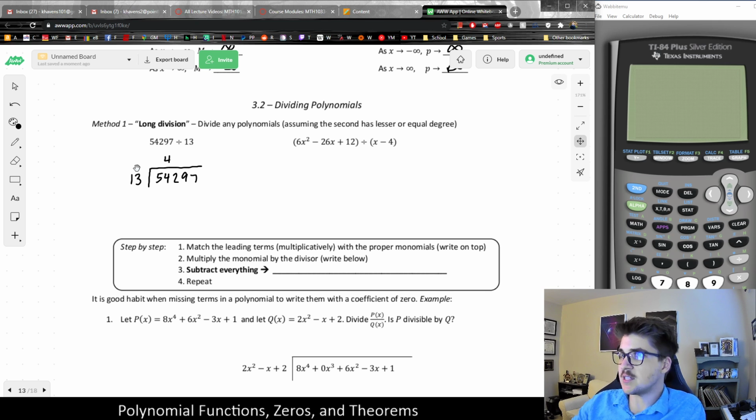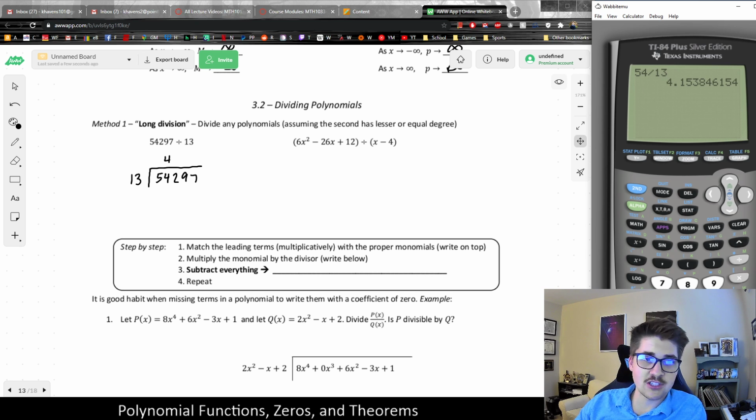Obviously you could do this with a calculator, but that defeats the purpose, because calculators cannot divide polynomials. Well, that's not true, some more advanced calculators can actually do algebra. But 13 goes into 54 four whole times with some remainder. We figure out how many whole times it goes in, multiply through, which gives 52, and then subtract to figure out the remainder. So 54 minus 52 is 2. Then we rinse and repeat.